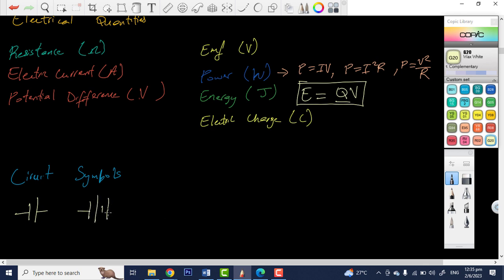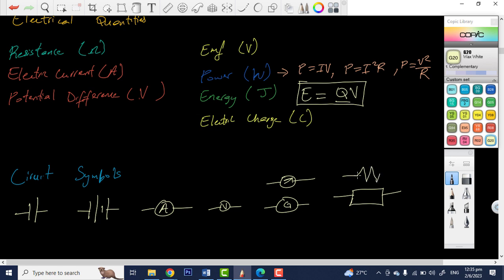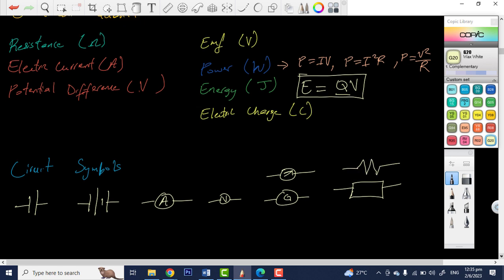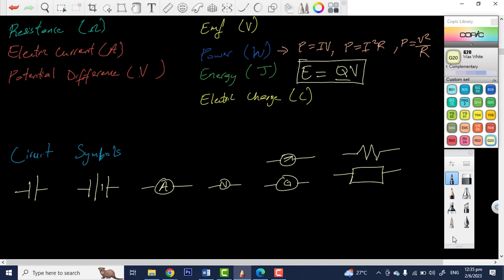So also now we need to be aware of circuit symbols. We need to know about our different circuit symbols. From the very basic, a simple cell like that, to a battery. Need to know these measuring instruments: your ammeter, your voltmeter, and oftentimes they bring the galvanometer, or sometimes they represent it as this with a little arrow. So you need to know those symbols.